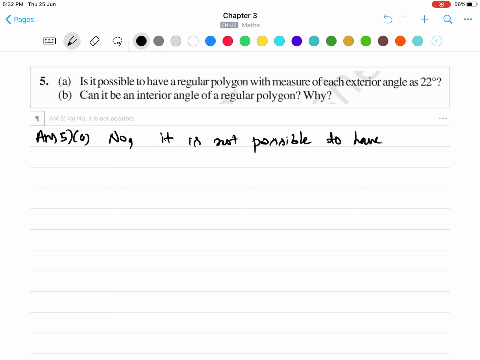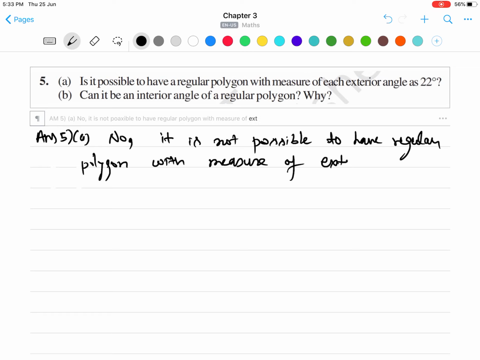to have a regular polygon with measure of exterior angle as 22 degree. Okay, the reason is it should be a multiple of 3, 5 or 15, only then we can form a regular polygon.